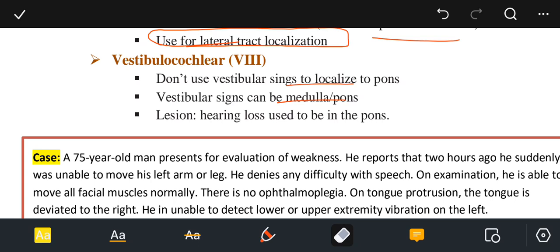the medulla, right? If the lesion is causing hearing loss, that can be used to place it in the pons. The hearing loss is because the hearing tracts are ascending in the pons. So if there is specific hearing loss, that can be used to localize the pons. Otherwise, the vestibulocochlear nerve cannot be used to localize it.